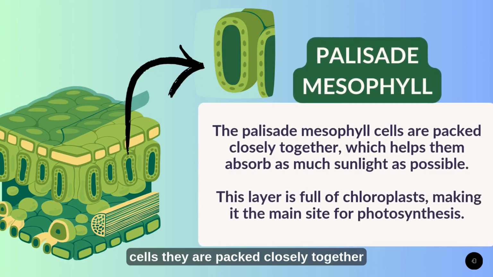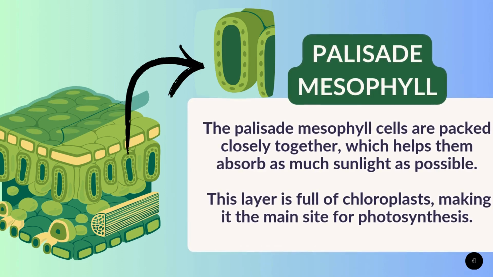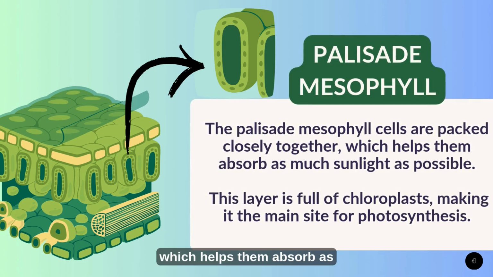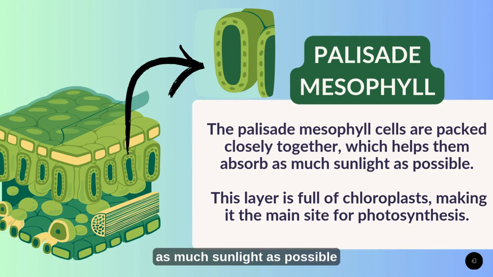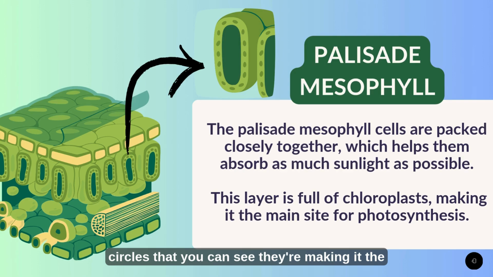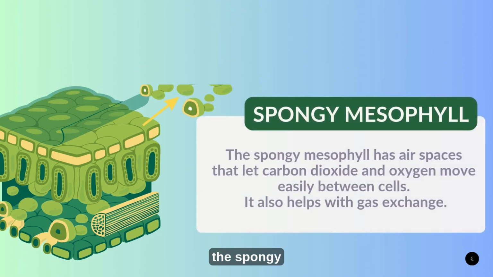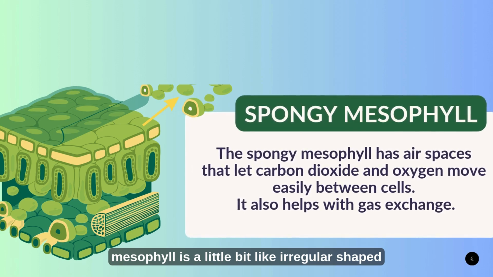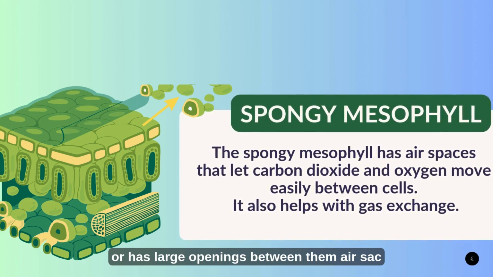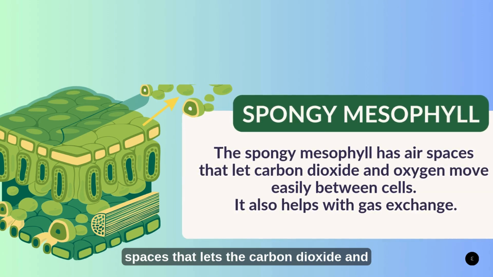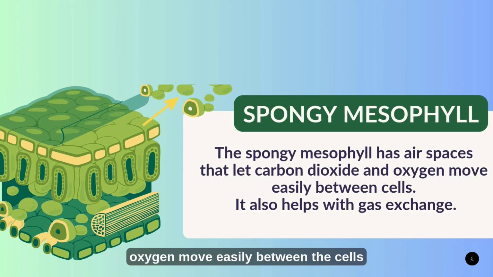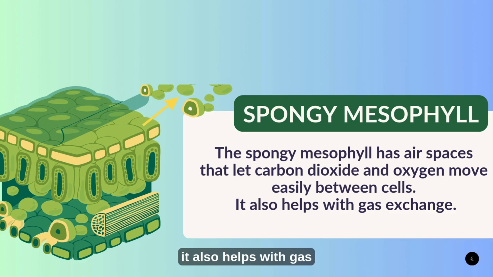Palisade mesophyll cells are packed closely together, which helps them absorb as much sunlight as possible. This layer is full of chloroplasts, the little circles that you can see there, making it the main site for photosynthesis. The spongy mesophyll has irregular shapes with large openings between them, air spaces that let the carbon dioxide and oxygen move easily between the cells. It also helps with gas exchange.